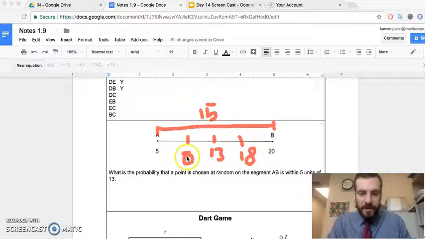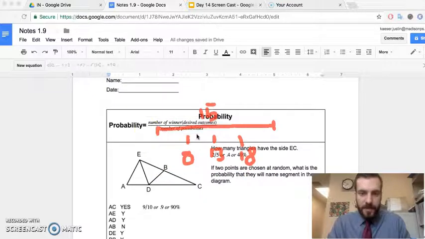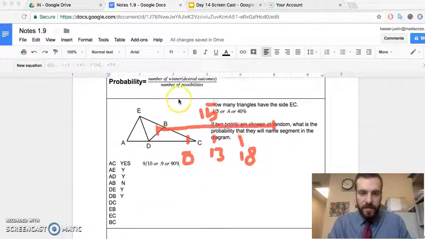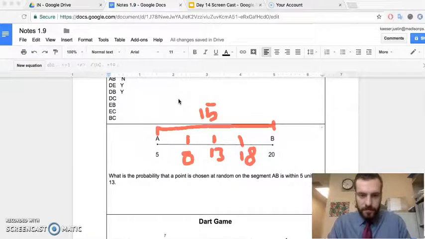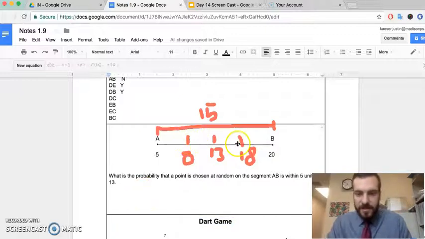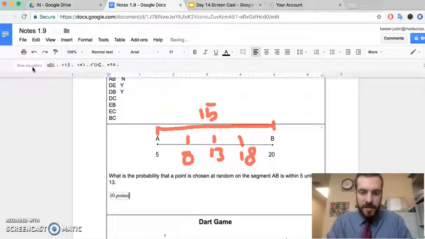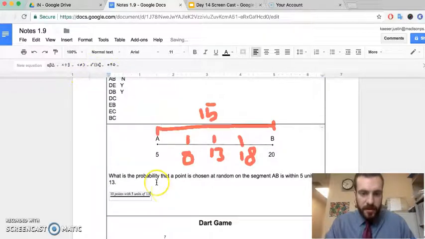So again, how far is this? Again, we want to look at number of winnings versus number of possibilities. So in this case, a win would be something that is within 5. So within 5, there's 10 points that are within 5. So there's 10 points within 5 units of 13. And that can all be over our total, well, 5 to 20, like we said, 15 total points.